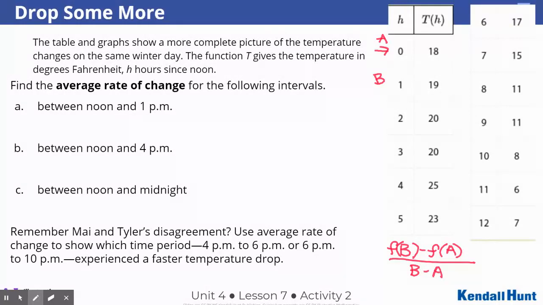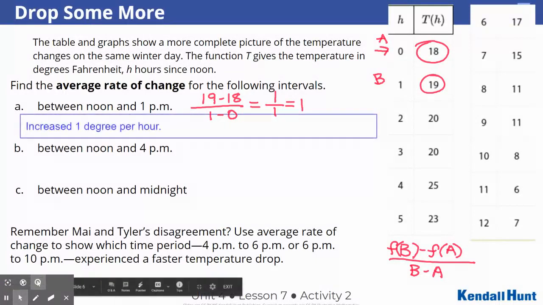So I'm going to have 19 minus 18 divided by 1 minus 0. 19 minus 18 is 1. 1 minus 0 is 1. And so we have an increase of 1 degree per hour. Okay, go ahead and find it between noon and 4.